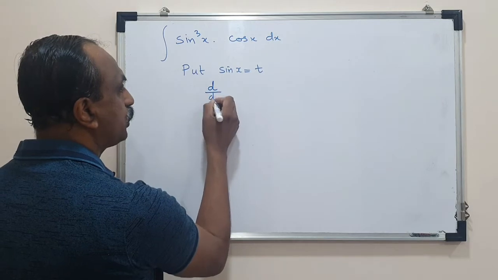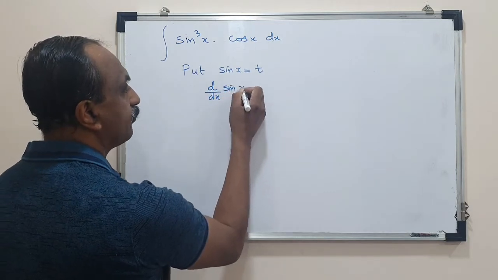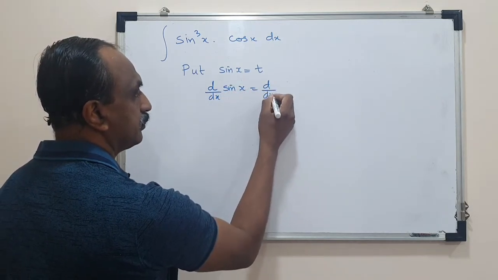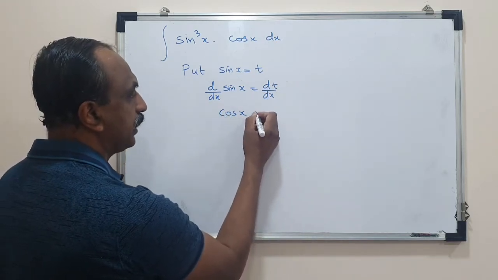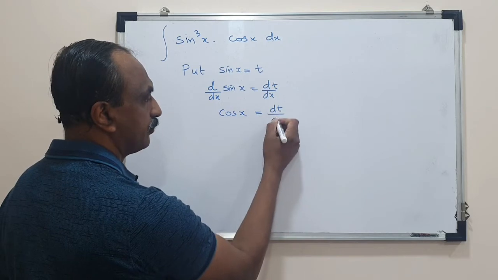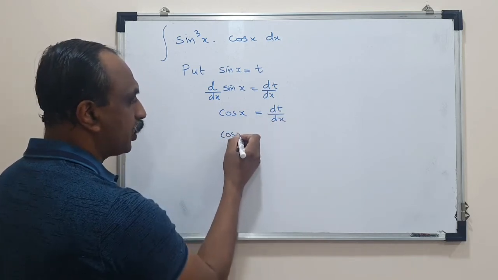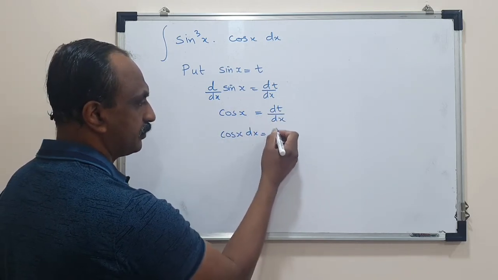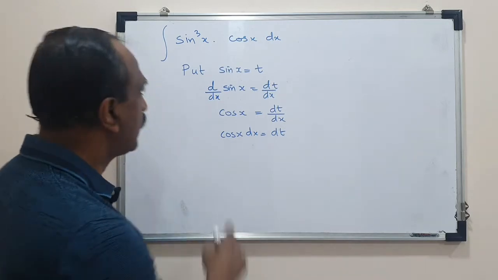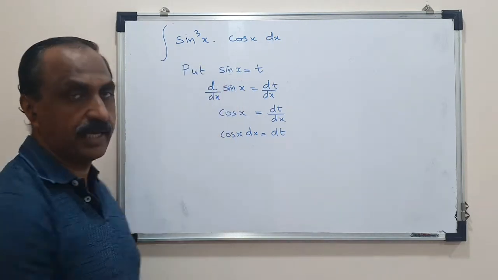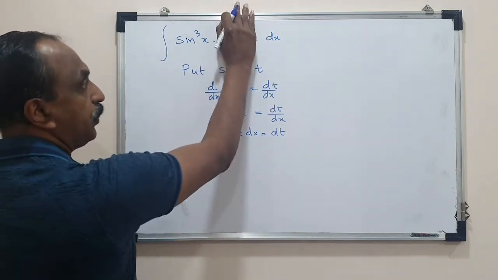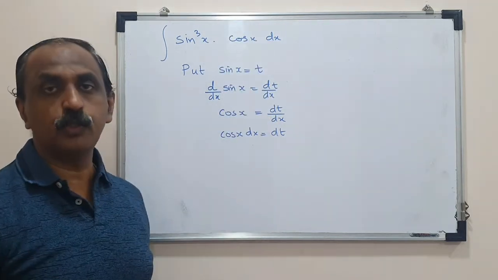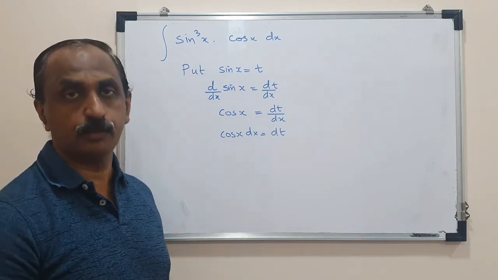For that, this is a technique we apply. We differentiate both the sides with respect to x. Then it becomes cos x equal to dt by dx. Then I cross multiply. That's why I said, if I want to replace sin x as t, its derivative cos x should be present. If this cos x was not there, you cannot apply the substitution method.